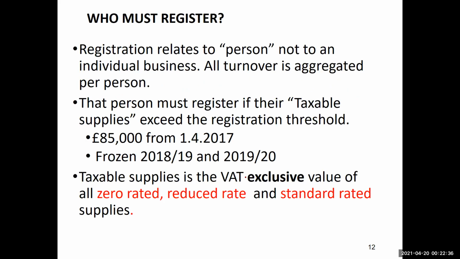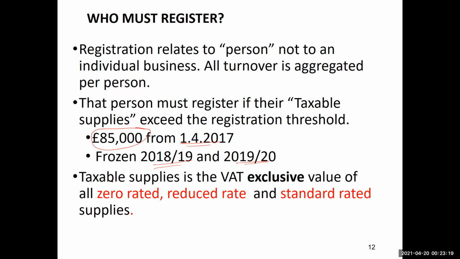Now, who must register? Registration applies, like I said, to the person, not the individual business. So all turnover must be aggregated per person. Therefore, this person must register if their taxable supplies exceed a threshold of 85,000, effective from 1st April 2017. It was frozen in the periods 2018/19 and 2019/20. Hopefully, they could revise it in 2020 to 2021, but currently we will still be using these figures until otherwise.